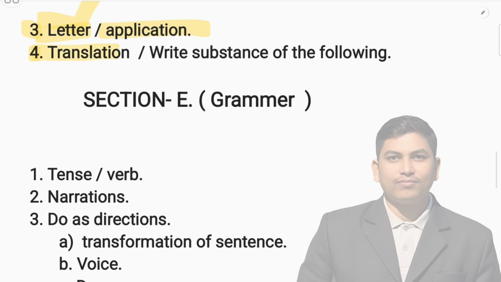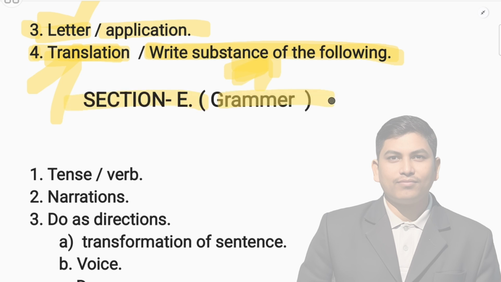From question number 4, there will be translation. That means for English medium students, the question will be given in English and you have to write it in your mother language, either Bodo, Assamese or Hindi. There will be another option that you can write substance writing also. The substance will be given there. That means 1 passage will be given there, and you have to find out the substance from there.